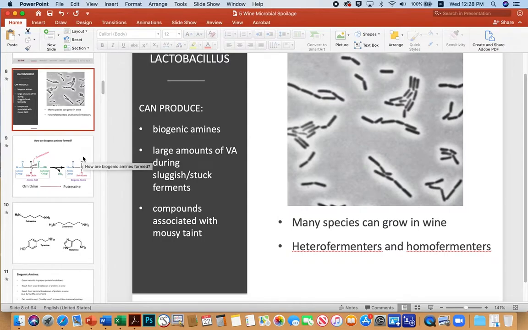So this slide's just looking at Lactobacillus, and again it produces large amounts of VA, particularly lactic acid, and also a lot of mousy type end products, these heterocyclic bases that I'll talk about. So again, they can be heterofermenters or homofermenters, and looking at them under the microscope is pretty diagnostic. They're gram-positive rods that form long chains, and they're big rods too. So if you start detecting high levels of VA, for example, you dip into your product and do a quick gram stain, and you see a lot of this, you can start a diagnosis pretty quickly.